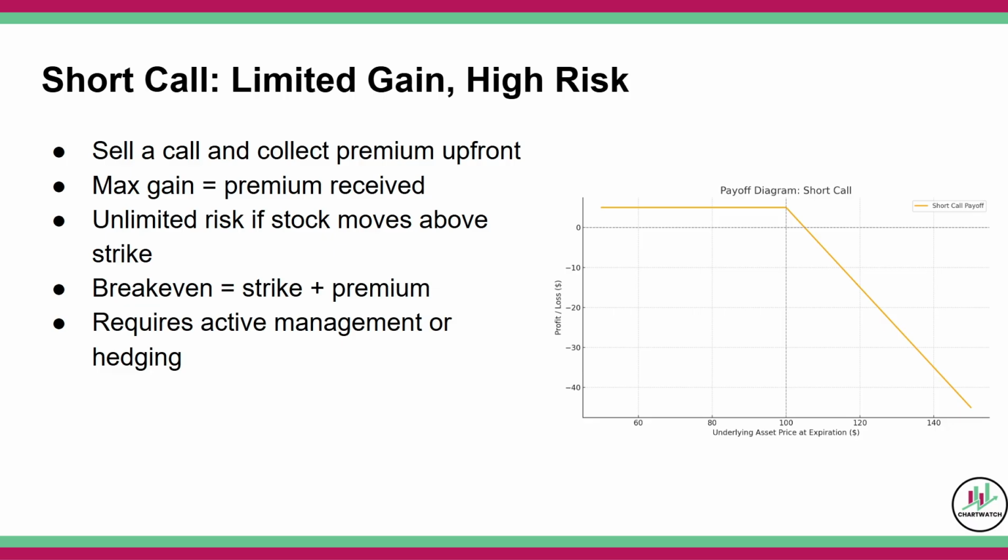Now you may be forced to sell the stock at $100 when it's worth $120, and that's a $20 loss per share minus the $5 premium you collected. That's a $15 net loss. And so what happens is your profit maxes out at $5, and it happens only if the stock stays flat or drops. The moment the price crosses the strike, your losses start. And as the stock continues to rise, losses become theoretically unlimited.